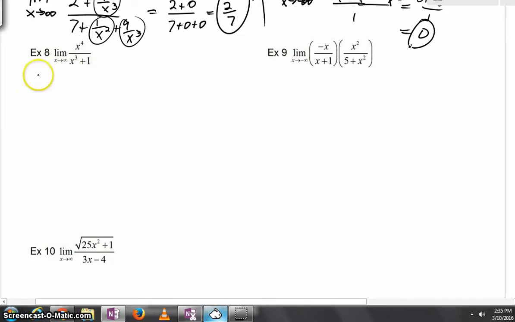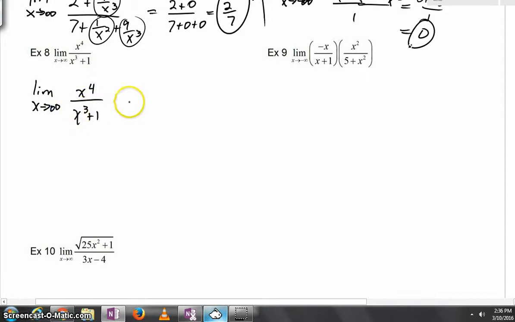And in general, you honestly could divide the top and the bottom by either the highest power seen in the numerator or the denominator, but more frequently we're going to choose what? The highest power in the denominator, right? And if you do that, more often than not, you're going to see that things clean up in a hurry.